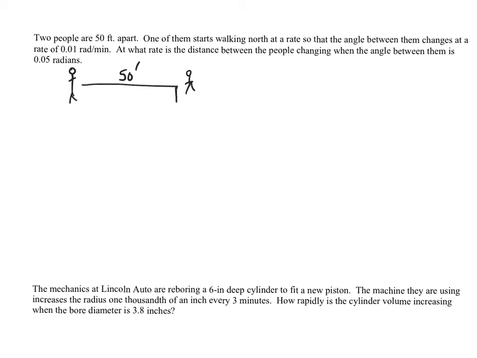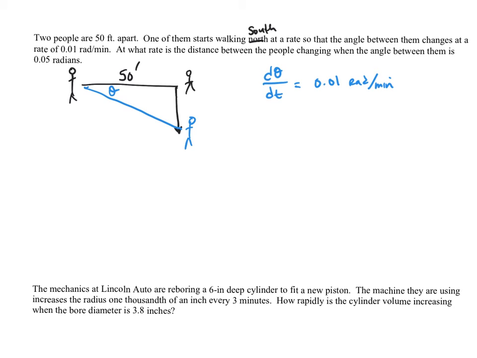You know what? I'm going to make it south because I ran out of room. So we'll say he's walking south. It's the same problem. Doesn't matter. So he starts walking south at a rate, so the angle between them changes at a rate of 0.01 radians per minute. So if this person's up here now, and I take this kind of a segment, we have this angle formed between them. We'll call it theta. So this angle is changing. So the angle theta is changing at 0.01 radians per minute.